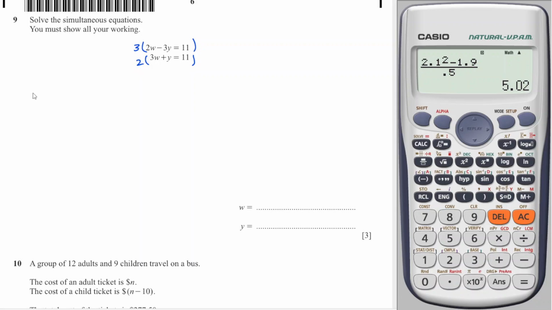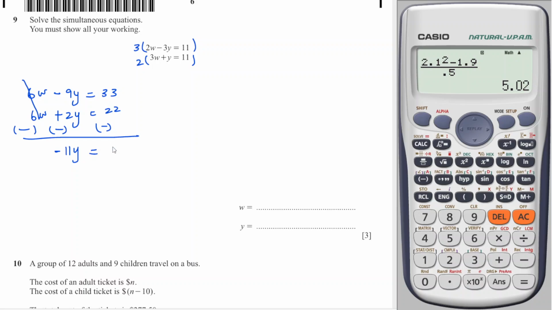Now we can multiply it. 6w minus 9y is equal to 33, and then 6w plus 2y is equal to 22. Now we need to subtract. Subtract means change the sign of the second equation and then add. So 6w minus 6w gets cancelled. Minus 9y minus 2y gives minus 11y is equal to 33 minus 22, which is 11. So y is equal to 11 divided by minus 11, and our value for y is minus 1.